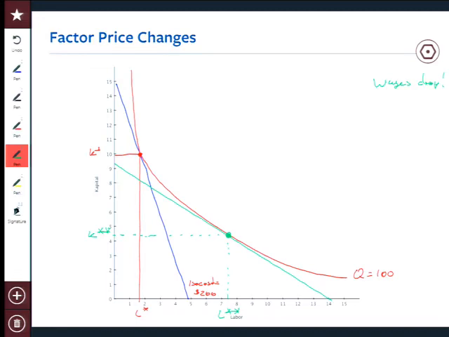So the answer is no, right? You're now producing 100 units of output. Okay, the price of capital stayed the same, but labor became cheaper. So it's now cheaper to produce 100 units than it was before.